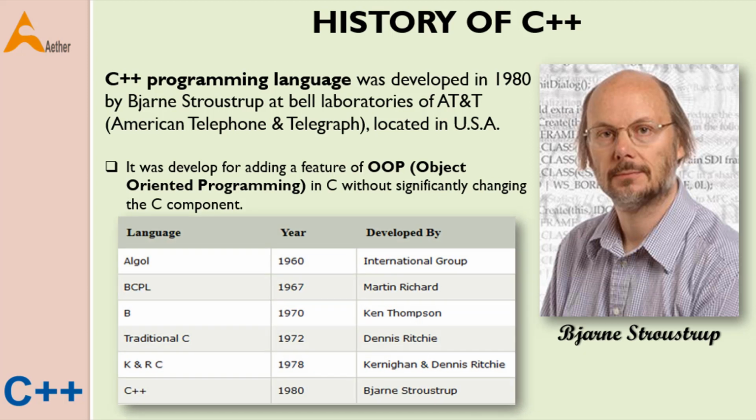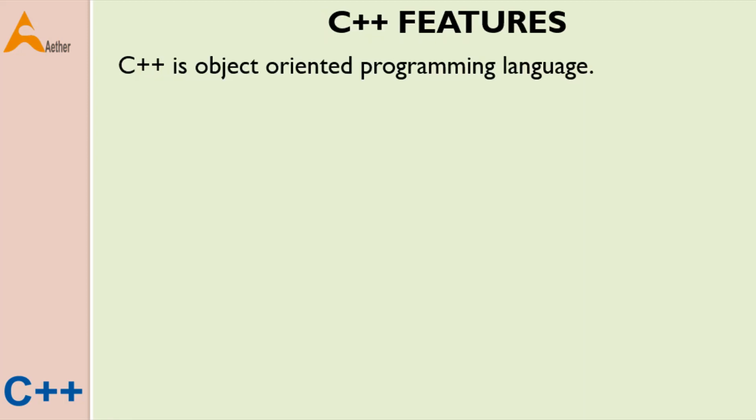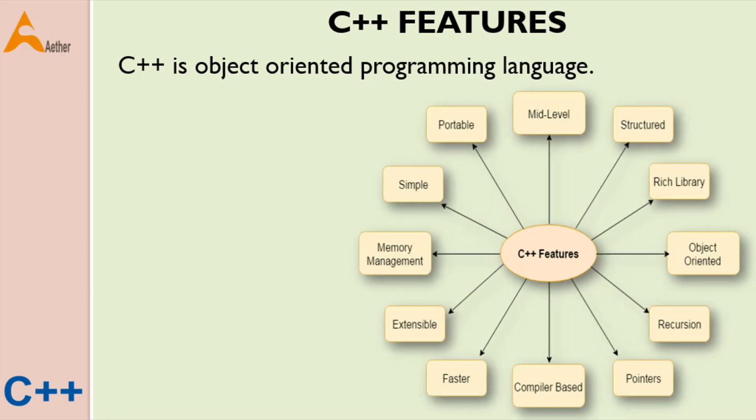Let's see the programming languages that were developed before C++ language. You can see a chart on your screen. Now let's see the features of C++ language. C++ is object-oriented programming language. It has many features like C language. You can see a diagram showing features of it. Let's discuss them in brief.